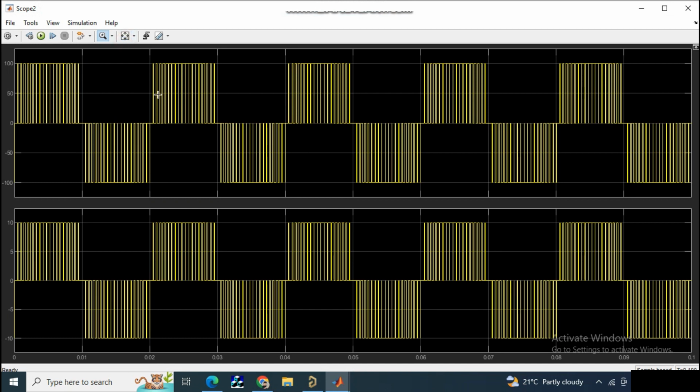I think it is clear how you can design a 3-level H-bridge inverter using phase shifted PWM.